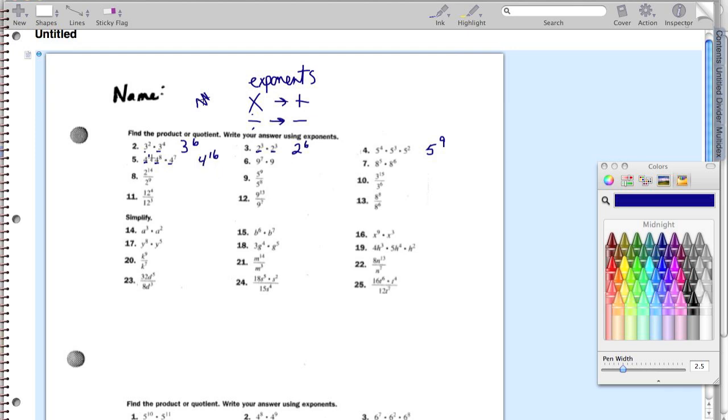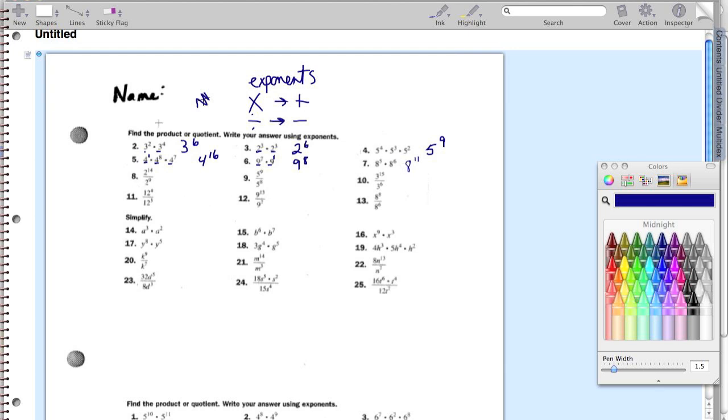If some of these are kind of small for you to see on the video, just make sure you have your paper in front of you so you can follow along. Alright, number 6, 9 to the 7th times 9, remember that's 9 to the 1st, so we have the same base, so we're going to add 7 plus 1, we get 9 to the 8th. Okay, moving on, 8 to the 5th times 8 to the 6th, our same base of 8, we're going to add 5 plus 6, we get 11.